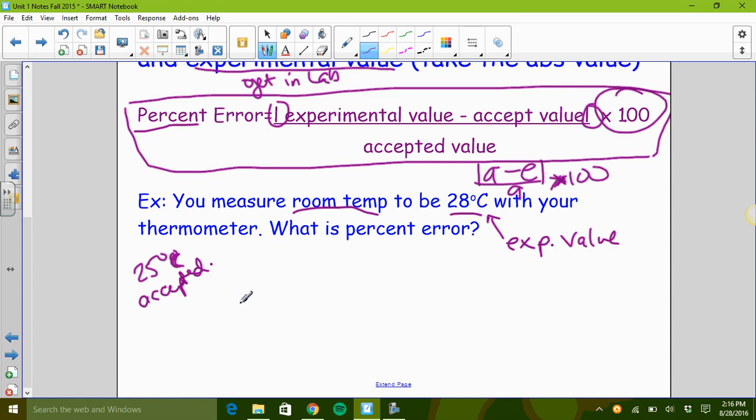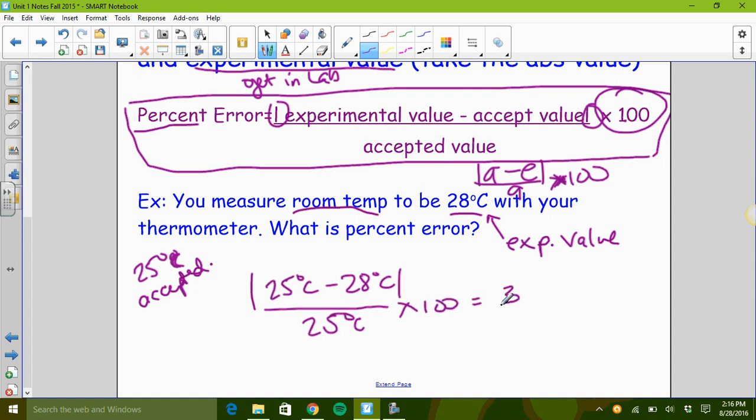All right, hopefully you've had a chance to do that. The percent error would be accepted, in my case 25 degrees Celsius, minus experimental 28 degrees Celsius, divided by the accepted value of 25 degrees Celsius times 100. So that's going to be 3, because absolute value, over 25 times 100. You guys can finish that calculation.